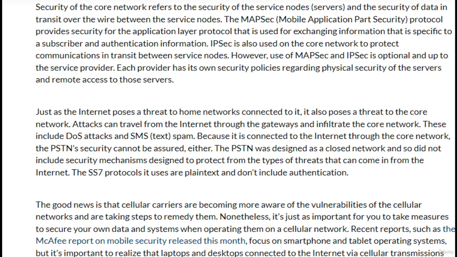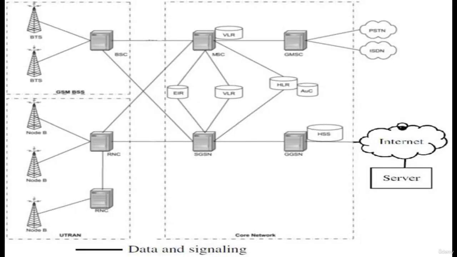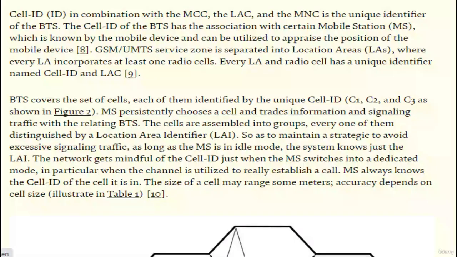The good news is that cellular carriers are becoming more aware of the vulnerabilities of the cellular networks and are taking steps to address them. Nonetheless, it's just as important for you to take measures to secure your own data and systems when operating them on a cellular network. Recent reports such as the McAfee report on mobile security released this month focus on smartphone and tablet operating systems, but it's important to realize that laptops and desktops connect to the internet via cellular transmission.